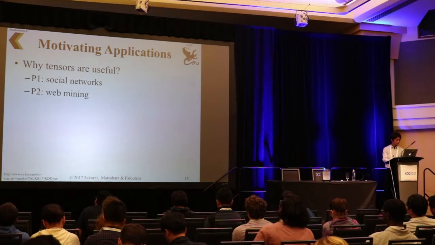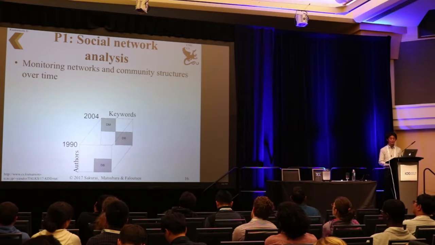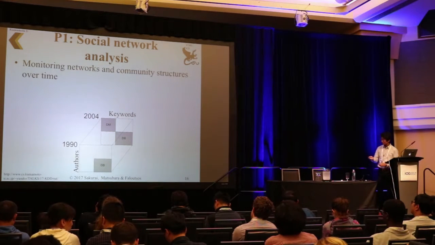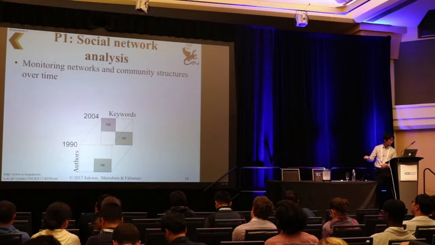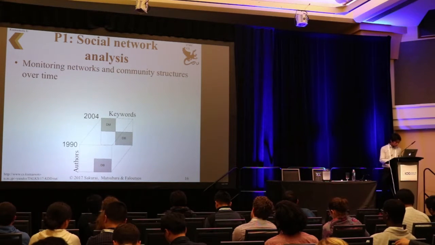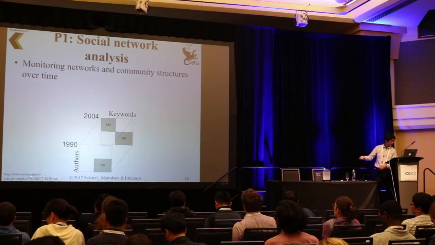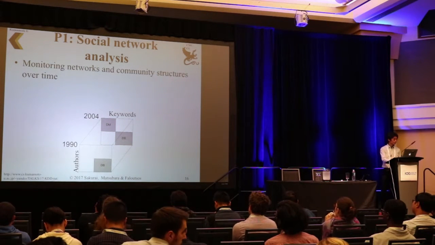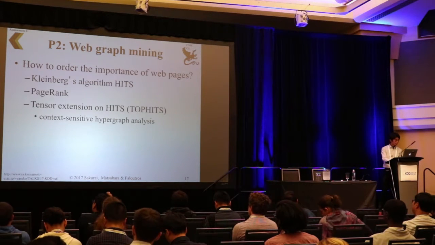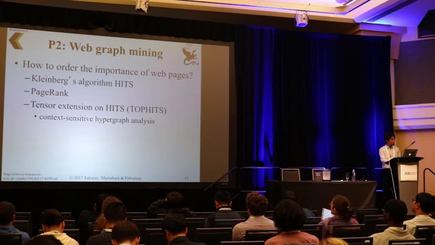For example, in social networks, we occasionally want to monitor networks and community structures over time. For example, with the keyword matrix, the properties change over time from 1990 to 2004. This author focuses on databases, and we also have databases, data mining, and so on. It changes over time. We can also order the importance of web pages using the Kleinberg algorithm, HITS, PageRank, and so on.